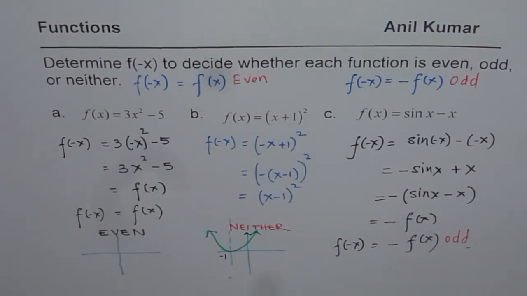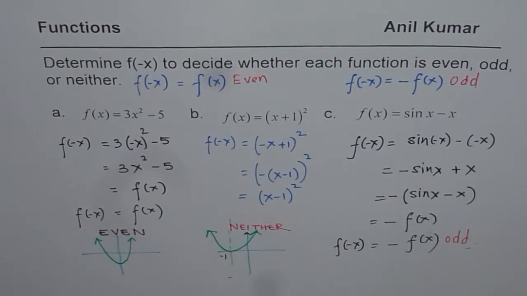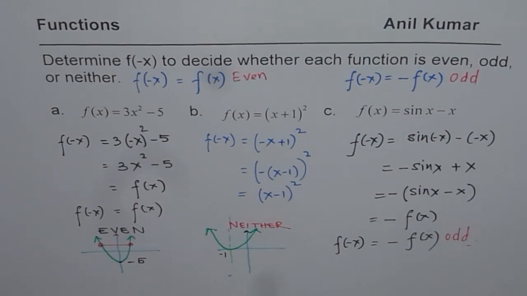In this particular case, we have a vertical translation. So if you sketch this graph, it is going to be like this, where the y-axis remains as the line of symmetry, right? And therefore this function will be an even function. Do you see? It is symmetric about the y-axis. That means you have a point here which has a mirror image on the other side of the y-axis. So that is how you can actually decide whether the given function is even, odd, or neither.